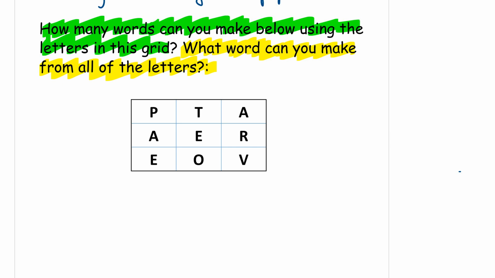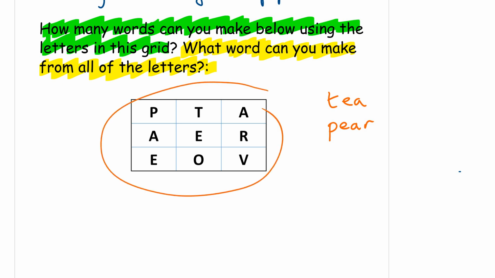Now, I'll give you an example. Here's a 3-letter word here. Another one. I can see pear. P-E-A-R. Okay, you see how it works? So give that a go, and see if you can get also the anagram, which will be the one word that uses all 9 letters.